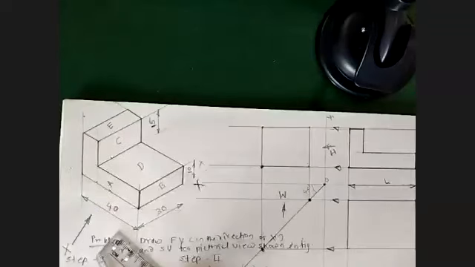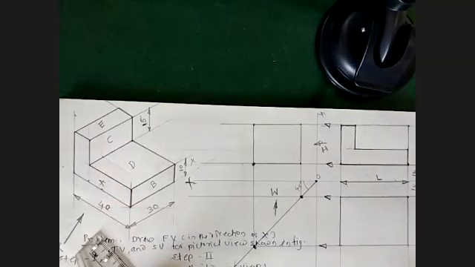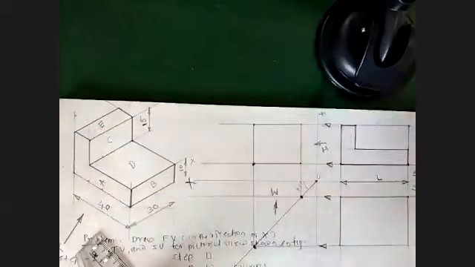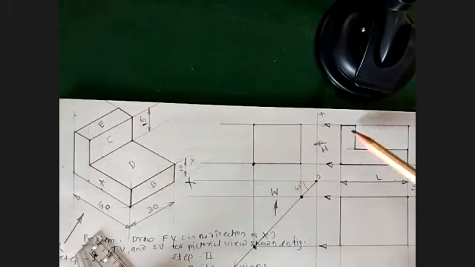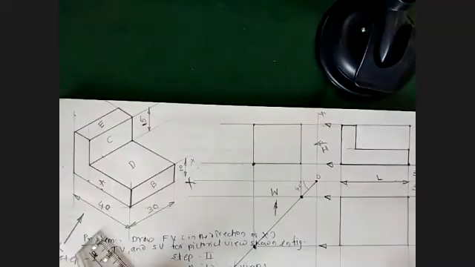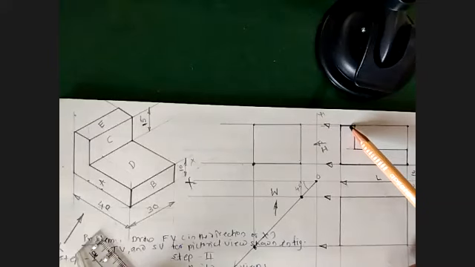Then in top view, which surfaces are visible out of this? Yes, D and E. See this E, do you find any representation in front view for E? In this front view, which you already drew, do you have any representation for E anywhere? This one, right? Only the edge.